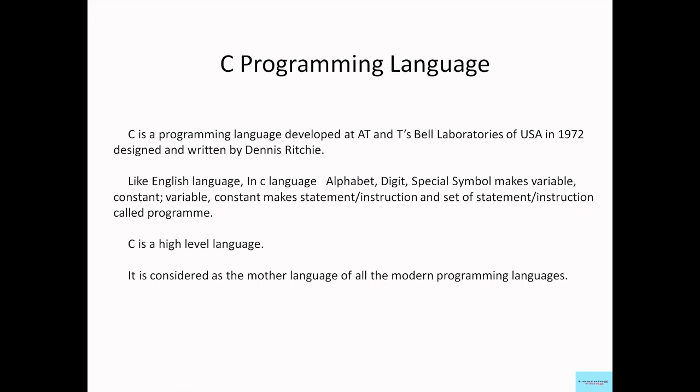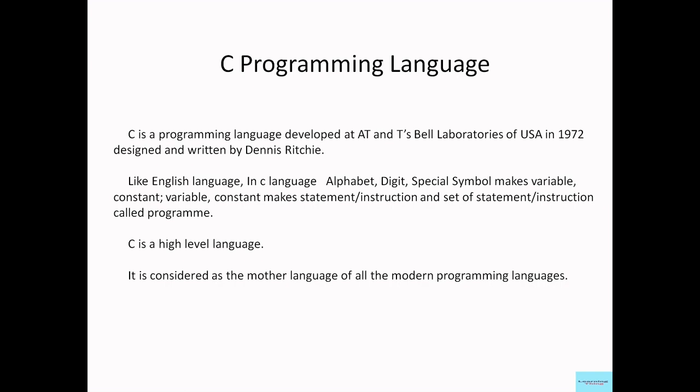C programming language is similar to the English language. In the English language, there are some alphabets. Alphabets make a valid word, a combination of words makes a sentence, and sentences make a paragraph. Similarly, in C language, alphabets, digits, and special symbols make variables and constants. Variables and constants make a statement or instruction, and a set of statements or instructions is called a program.